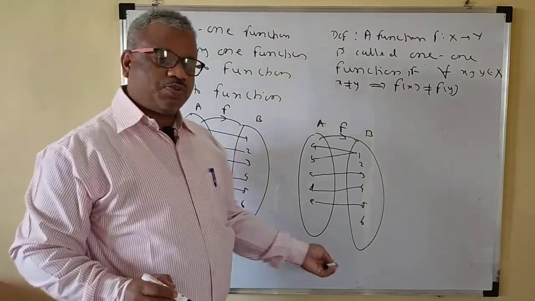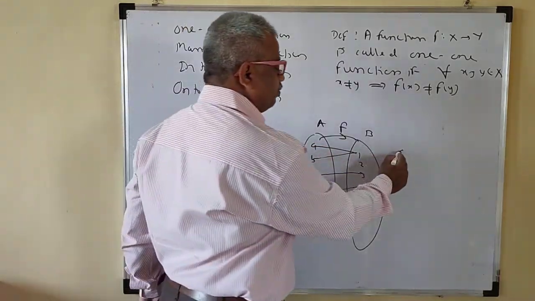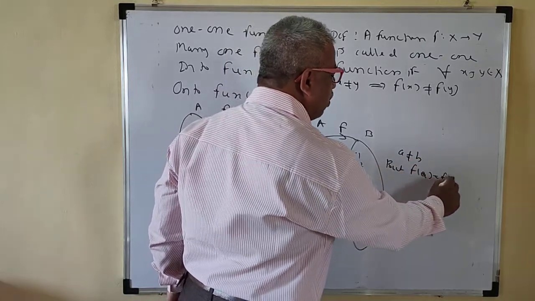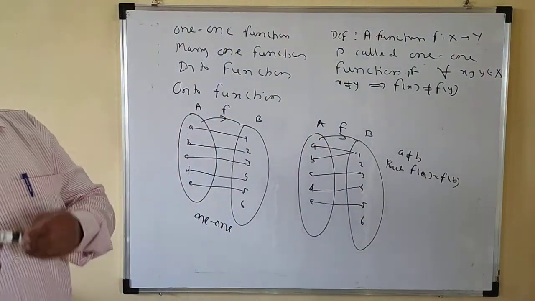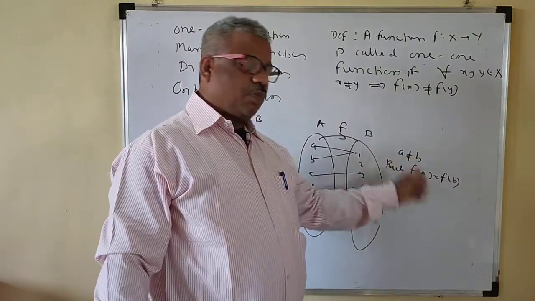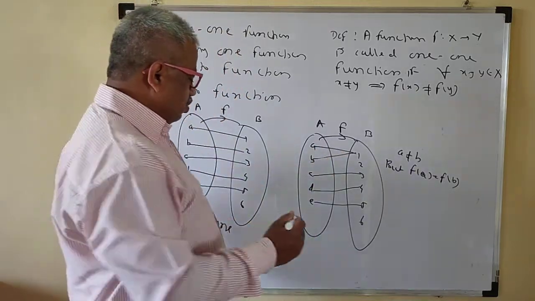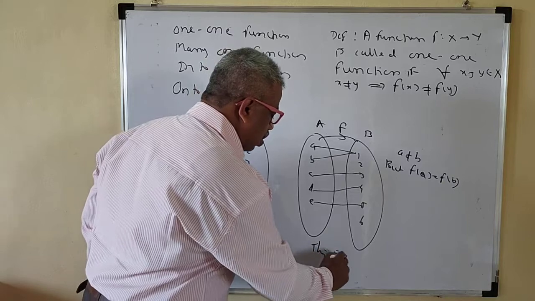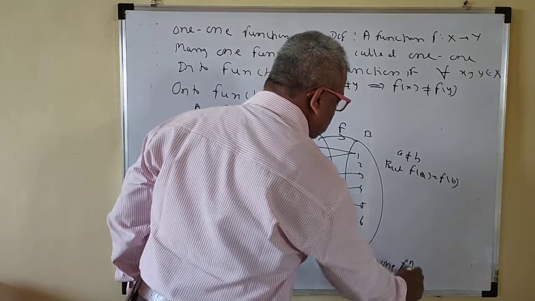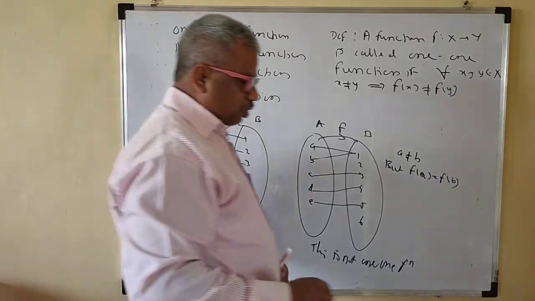Now this is not one-one because there exist a and b, a not equal to b, that have the same image. Whenever a is not equal to b, the images also should be different. That means f of a should not be equal to f of b. But here the images of a and b are the same, so this is not one-one. This one is one-one. I hope you understand the definition of one-one function now.